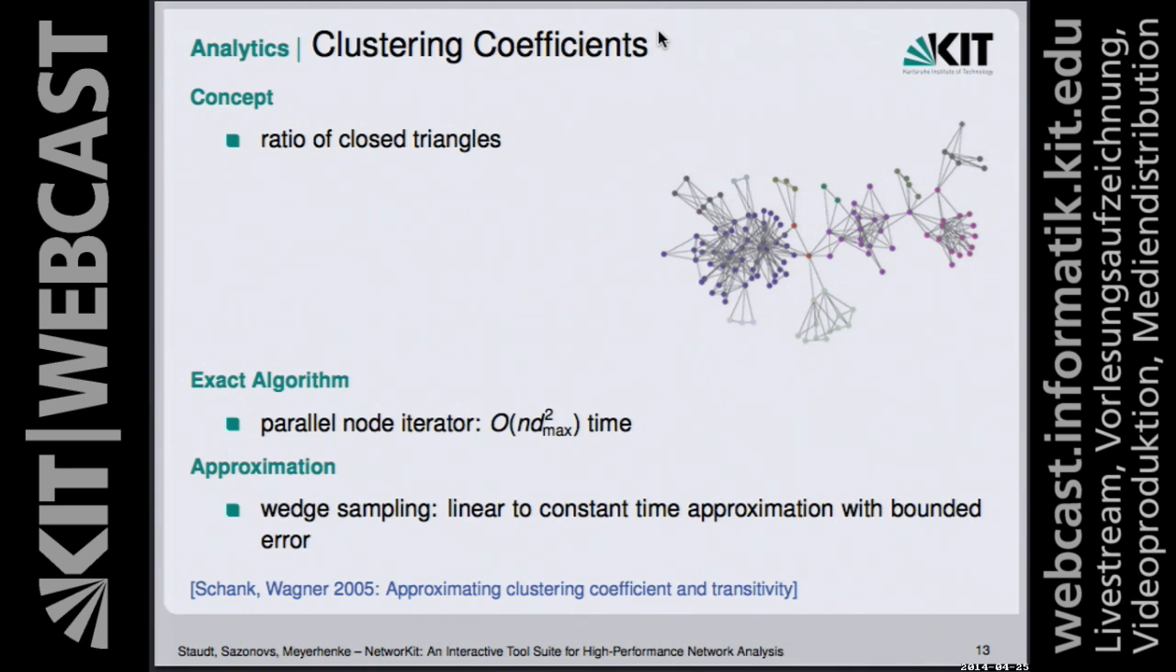But it turns out that the exact value is often not that interesting. We need to get a good approximation quickly. And this is why we implemented the wedge sampling approximation algorithm for clustering coefficients. And again, this reduces the running time to a matter of seconds. What I have in mind here usually is the largest data sets which we have in our experimental sets, which are hundreds of millions of edges to over a billion edges.